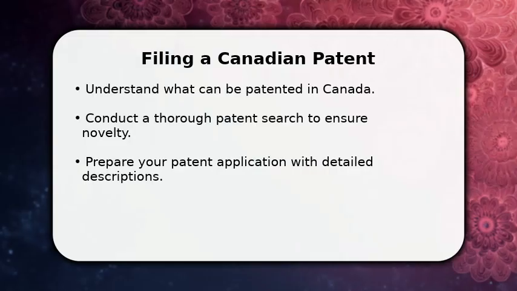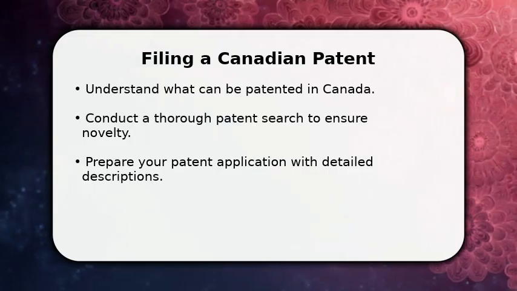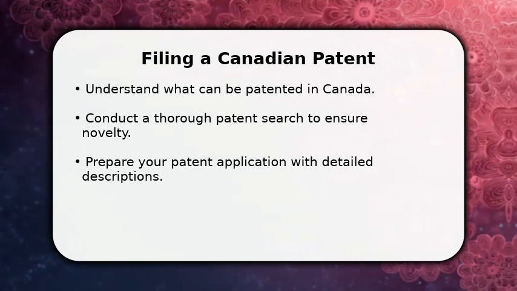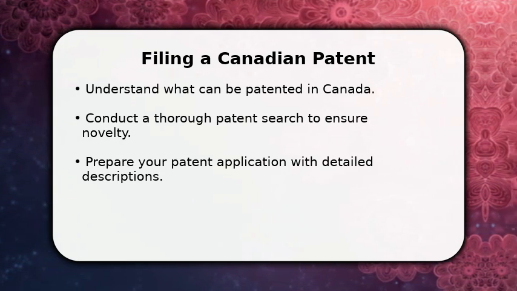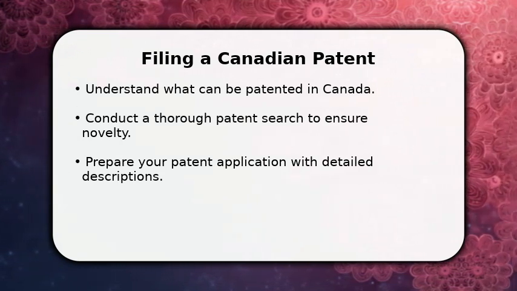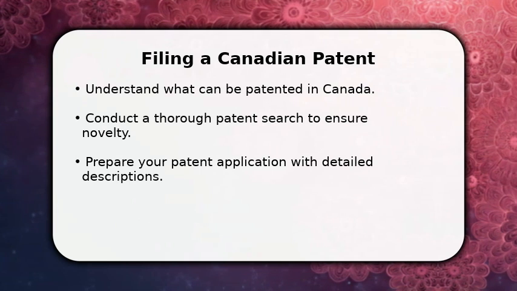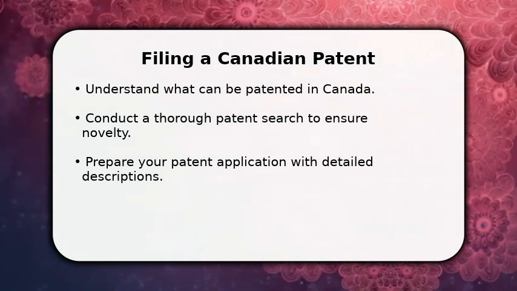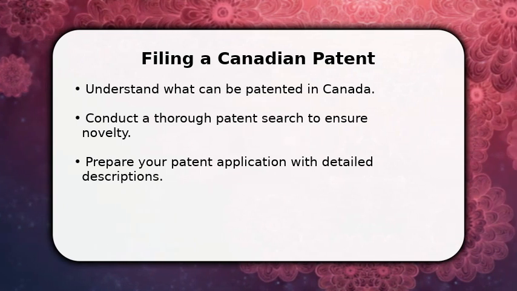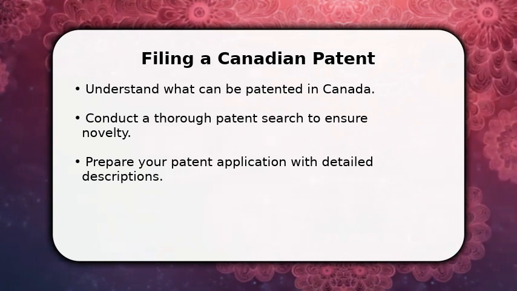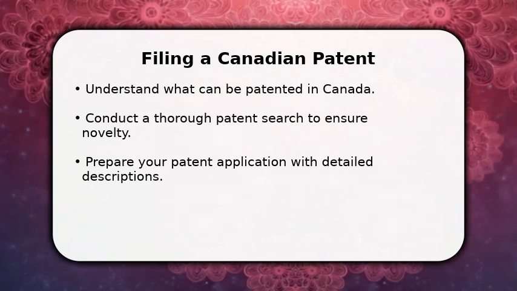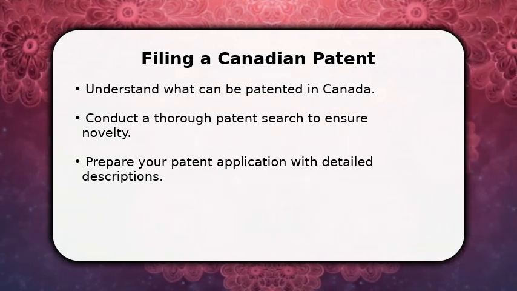Enjoy the video. In this video, I will explain how to file a patent in Canada. First, it's crucial to understand what types of inventions are eligible for patent protection. Next, you'll need to conduct a comprehensive patent search to confirm your invention is truly new and non-obvious. This initial research saves time and resources. Finally, begin preparing your application, focusing on clear and complete descriptions of your invention.